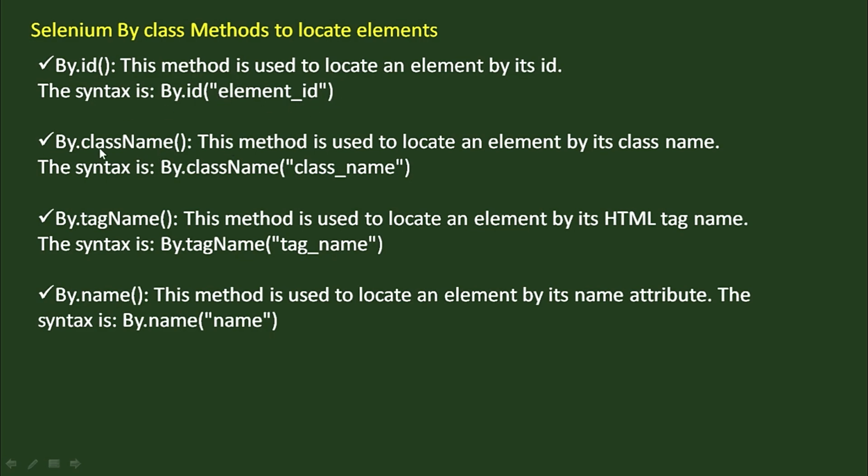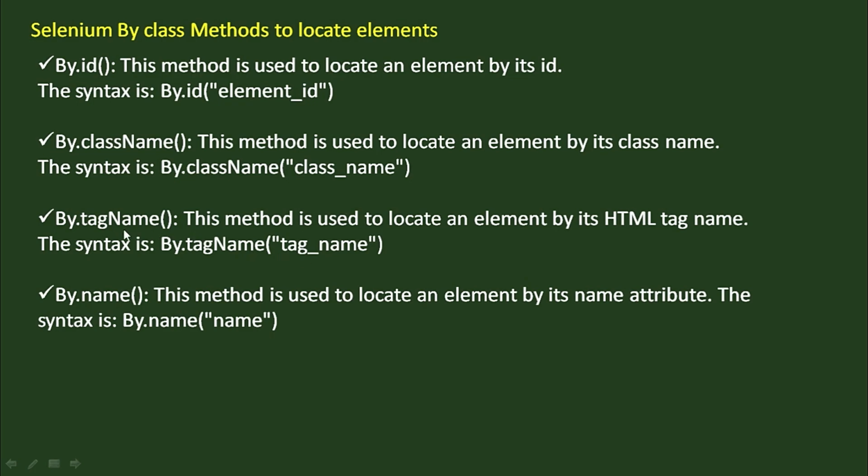Second is By.className. This method is used to locate an element by its class name. So when you are writing the locators using the class name, it has the By.className method. The syntax is By.className and we need to provide the name of the class, or you can say the attribute value. Whatever you write in the double quotes is only the attribute value. You already understood what the attribute and the attribute value are, so you need to provide the attribute value here.